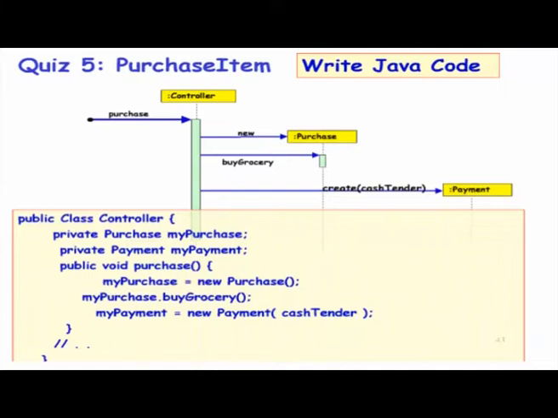So, we want to create the code for the controller class. So, the controller class has the purchase method it supports, and then it creates the purchase object, and then it creates the payment. Sorry.